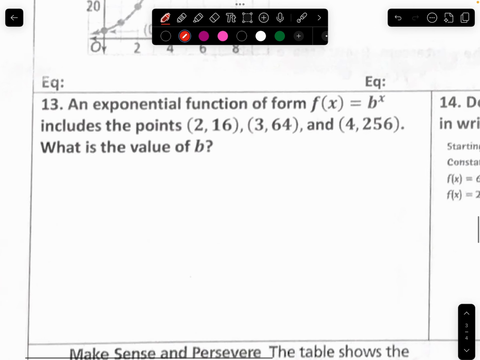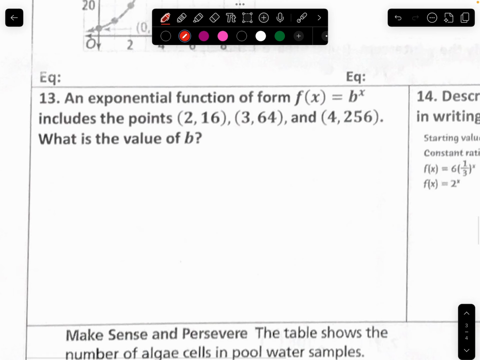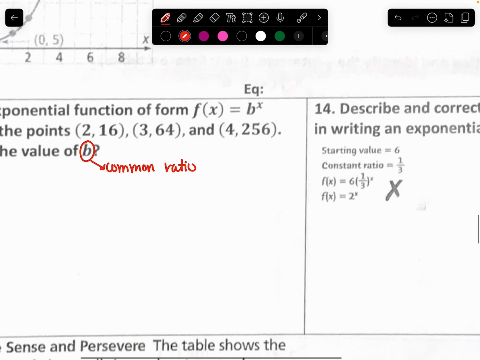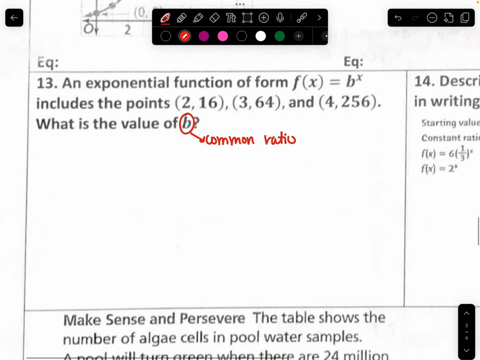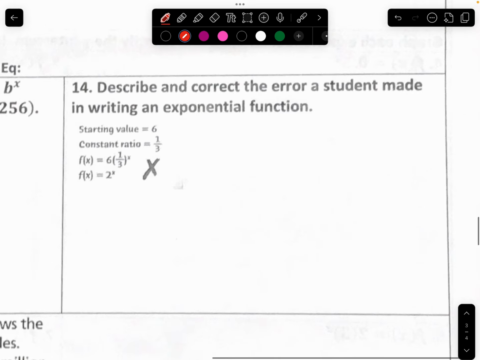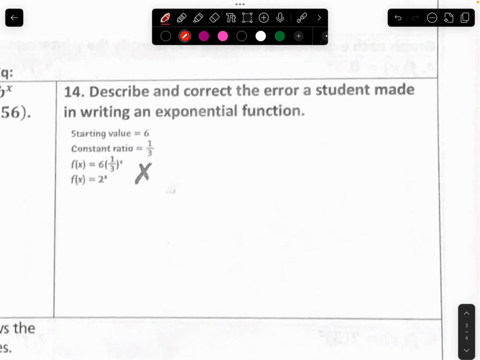Let's see, number 13. Remember, what does b mean? B is the common ratio, so figure it out. Describe the error. So what's the error? Correct it.